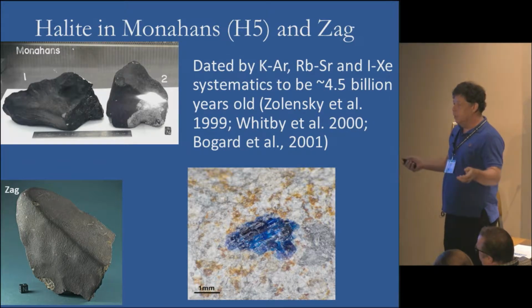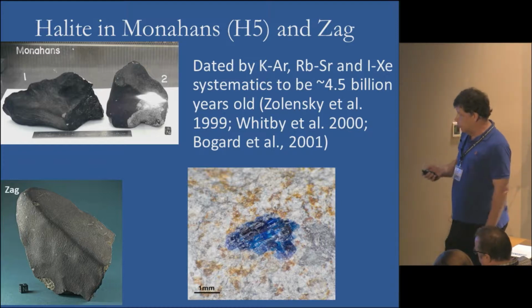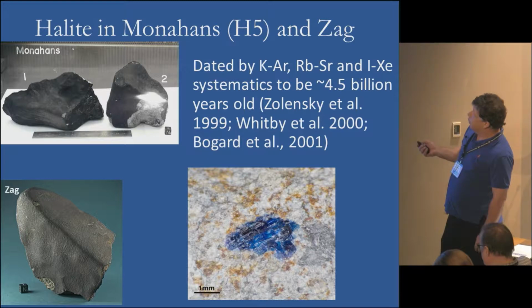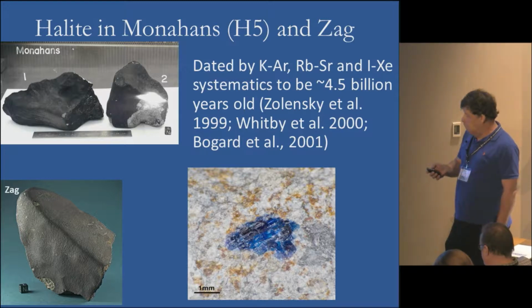which means they were accumulating things from other asteroids. In this case, they're accumulating samples of halite, which is very unusual. And it's sedimentary halite, and it was dated by 3 different techniques to be about 4.5 billion years old, which is pretty old, about as old as meteorites get.